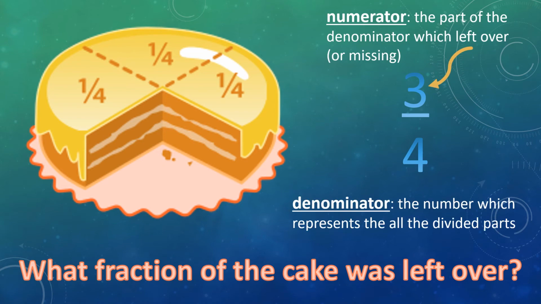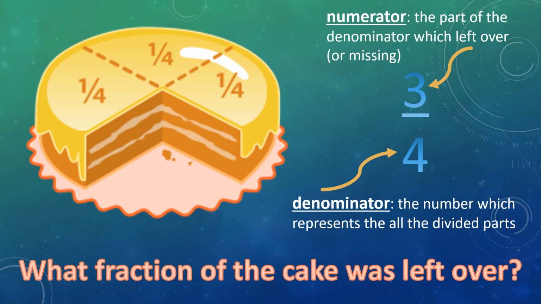The denominator is the number underneath the fraction bar, and that number represents all of the divided parts, whether we can see them or not. They represent the whole. The denominator represents the whole. So the whole was divided into 4 parts. So that number did not change. What changed was the numerator, because our question changed. It's asking what was left over, not what was eaten.